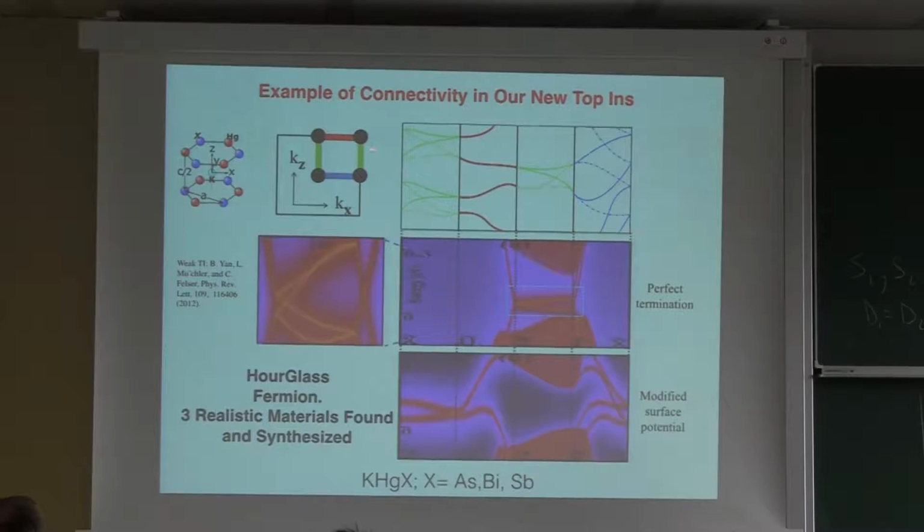So this is the surface Brillouin zone of the 010 phase of this material, which is mercury, potassium, and X, where X can be antimony, arsenic, or bismuth. Unfortunately, I know only 3 materials that have this behavior, but I'm sure there are more. If you cut the surface, it's not a natural cleave plane, but as I'll show you in the experiment that's been performed, you can do it.